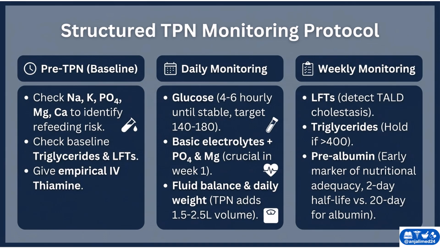During the daily monitoring, check blood glucose every 4 to 6 hours until stable, aiming for 140 to 180 milligrams per deciliter. Monitor the electrolytes, phosphate, and magnesium, especially during the first week, and assess the fluid balance and daily weight. On a weekly basis, evaluate liver function tests to detect the TPN associated liver disease, monitor the triglycerides, and measure prealbumin as an early indicator of nutritional response.